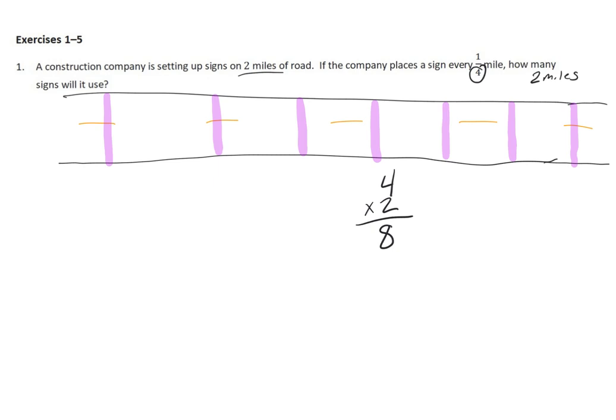So the purple lines show that for every 1/4 mile, we have a purple line showing where the signs for the construction company would be set up. So in a 2-mile road, there will be 8 signs every 1/4 mile.